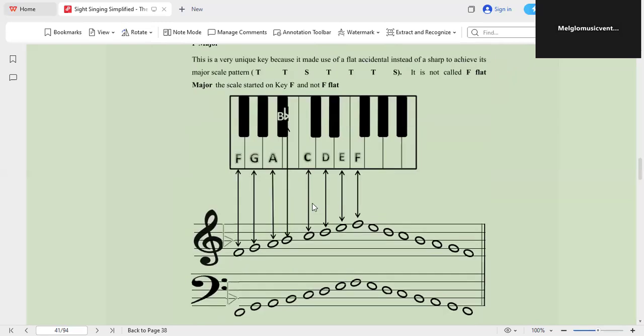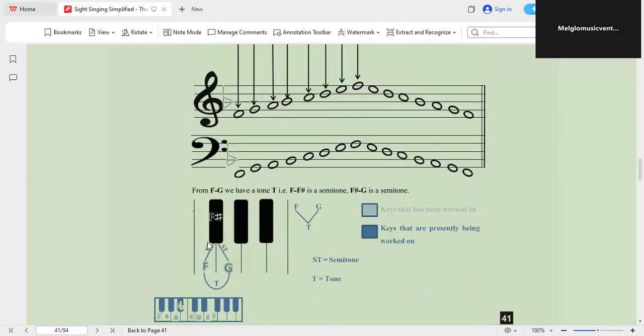So it is F major, not F flat major, because we started on the key of F and not F flat. So this is the representation on the staff and on the keyboard using a keyboard chart. So let's go into the explanation.